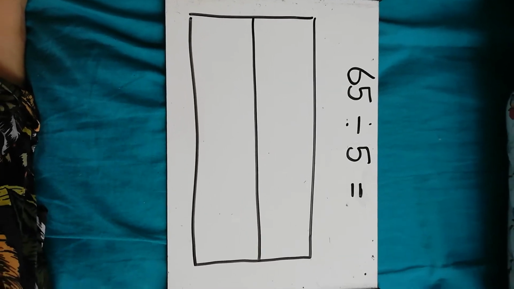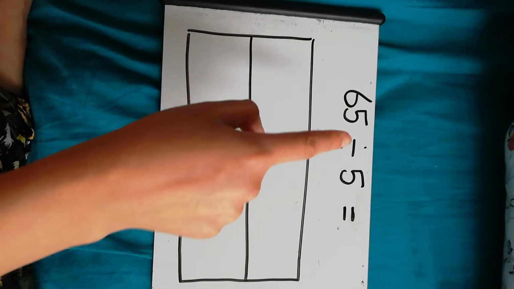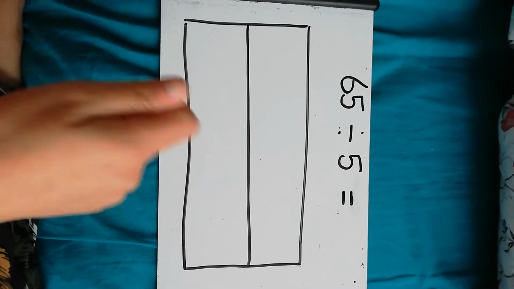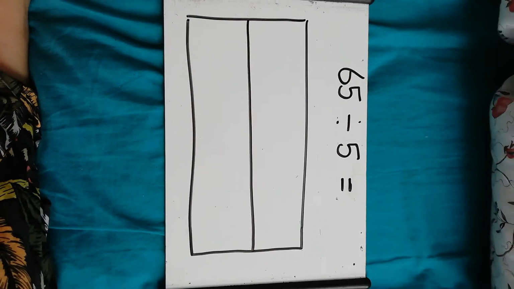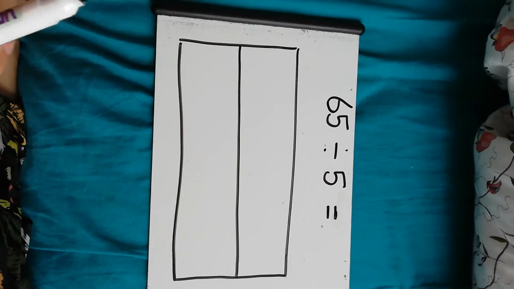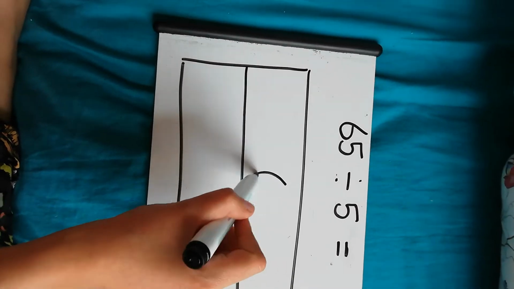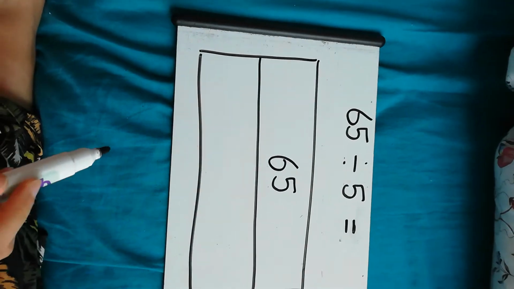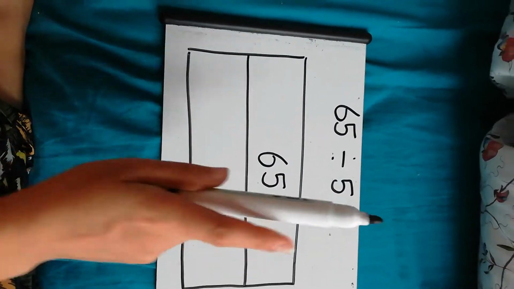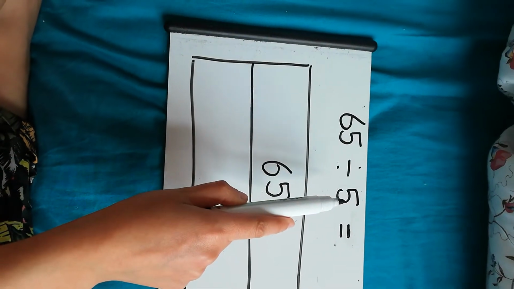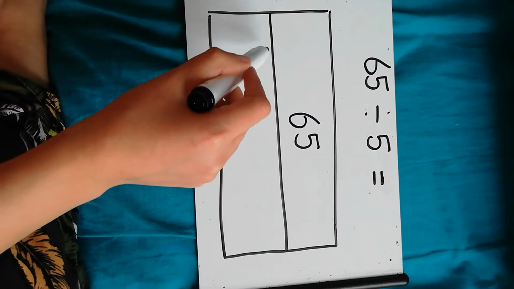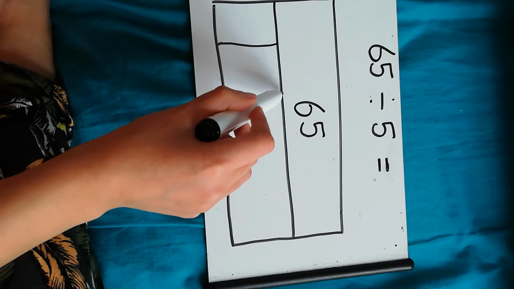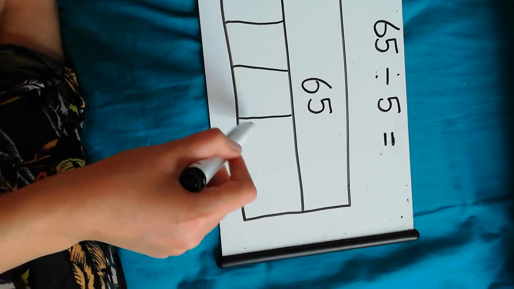Okay, so now we're going to do one where there's a bit of a bigger number that we have to share out, and counting out 65 ones would take us ages. So, what's our whole? Our whole is 65 because we're sharing that out. So, there were 65 sweets, and I want to share them out between five plates.